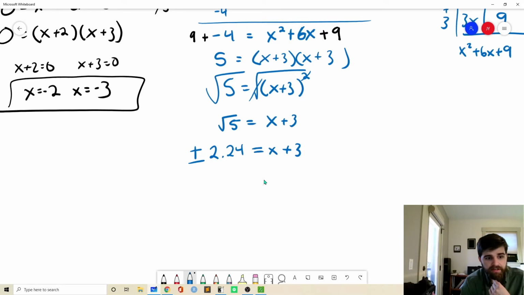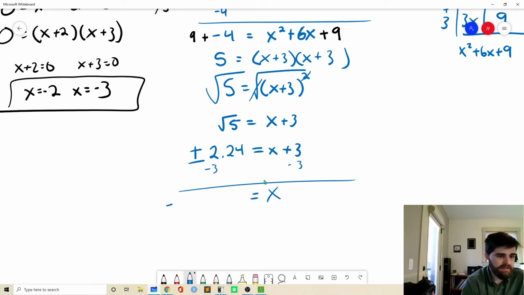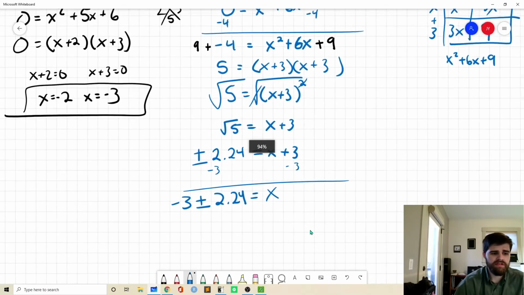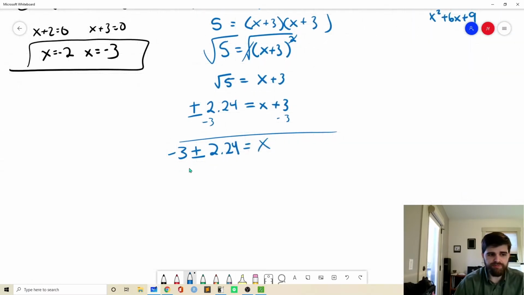Okay, so I've got x plus 3 is either 2.24 or negative 2.24. So if we subtract 3 from both sides, we get x is negative 3 plus or minus 2.24. All right, so those are our 2 answers. It doesn't look like 2 answers because we've written it on one line, but this plus or minus symbol is just a way of mathematicians being lazy, so they don't have to write it in 2.